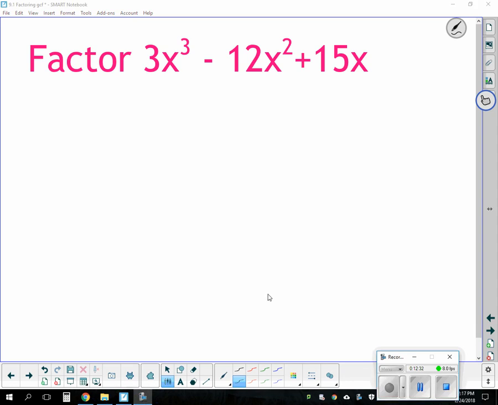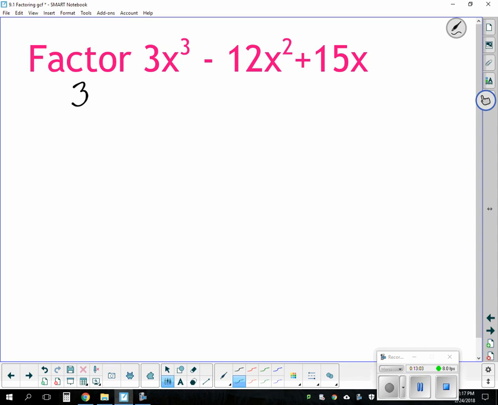Okay, let's do it again. GCF in all three terms. Look at your numbers first. 3, 12, and 15. What can they all be divided by? What's the biggest number they can all be divided by? 3. Then look at your variables. The only variable we have going on is x. Do we pick x to the third, x to the second, or x to the first? What can you divide all of them by?